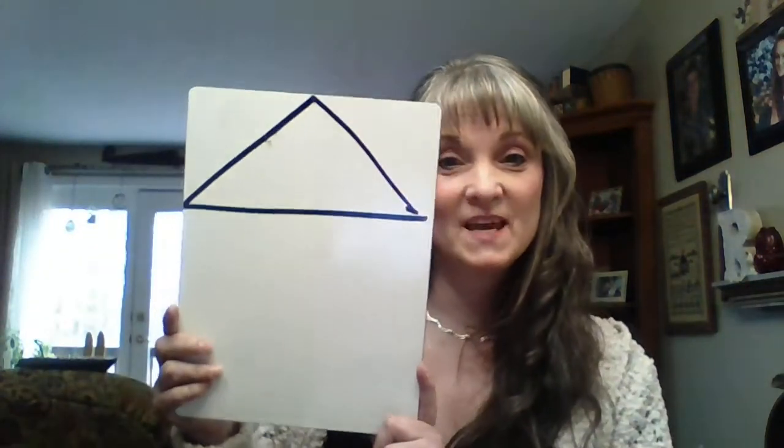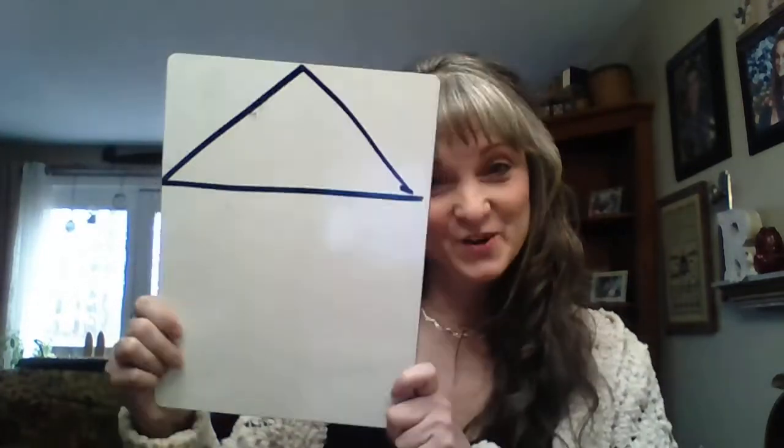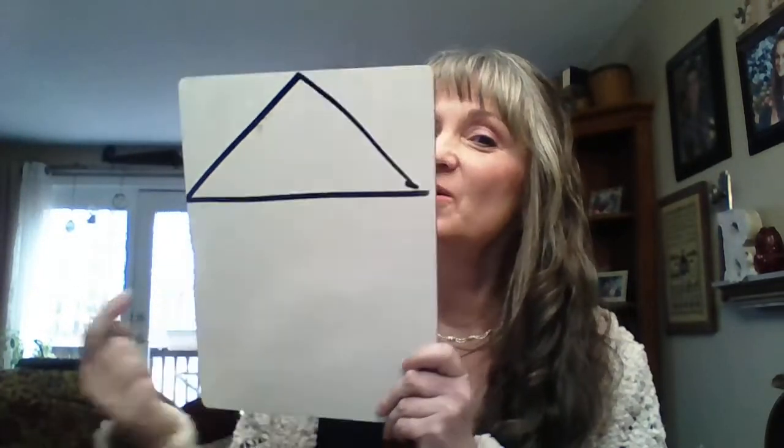Excuse me, let's build a word family. You ready? I want you to take your board and turn it on its side. What shape have I made here? That's right, it's a triangle. And you know what? That's like the top part of the house.